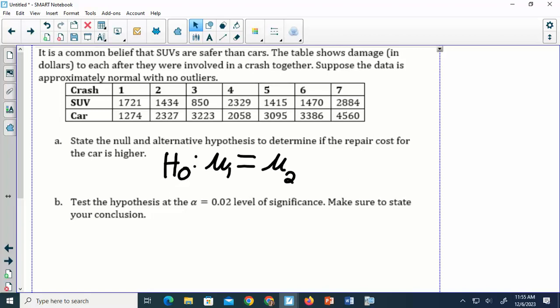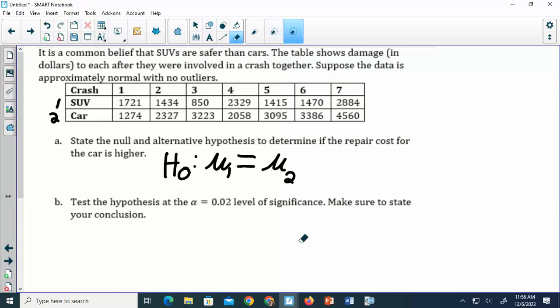Okay, can I ask a question? Are these two totally different independent samples or not? They're not cluster, they're matched pairs. It's matched pairs. Why? Because they're in an accident together. I didn't take an SUV from one accident and a car from a different one. I did them together. If it's matched pairs, then the null has to be the mean of the difference.